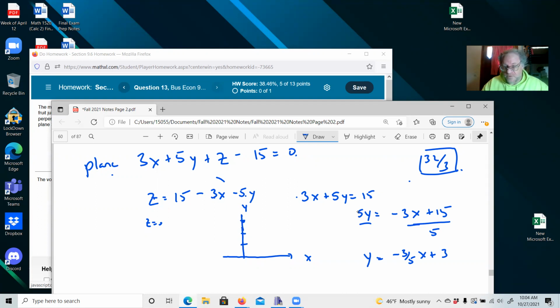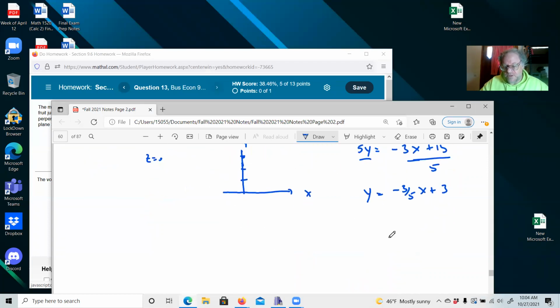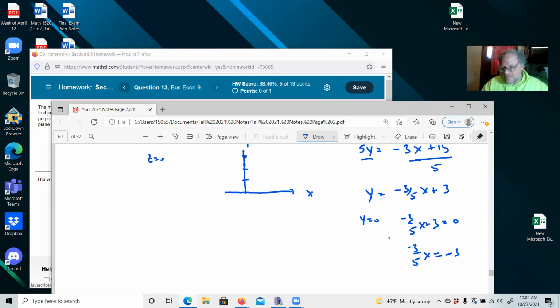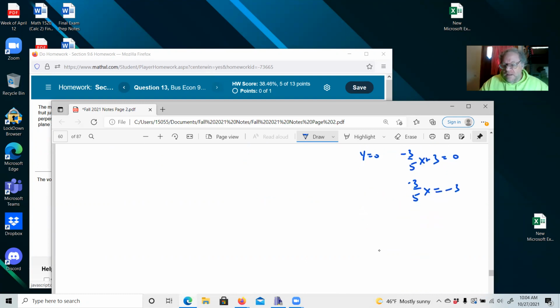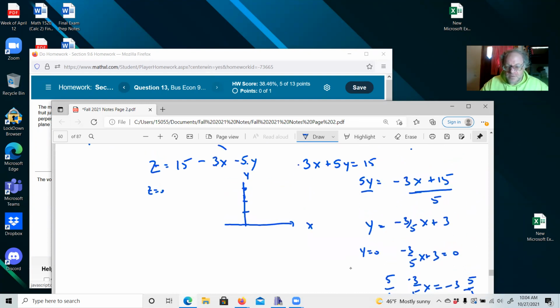Okay, and that's when x equals 0. When y equals 0, right? Where's our other intercept here? When y equals 0, we get negative 3/5 x plus 3 equals 0. Negative 3/5 x equals negative 3. Multiply by 5/3. So we have x is equal to, it's a negative. Okay, so x equals 5. Okay, so 1, 2, 3, 4, 5.